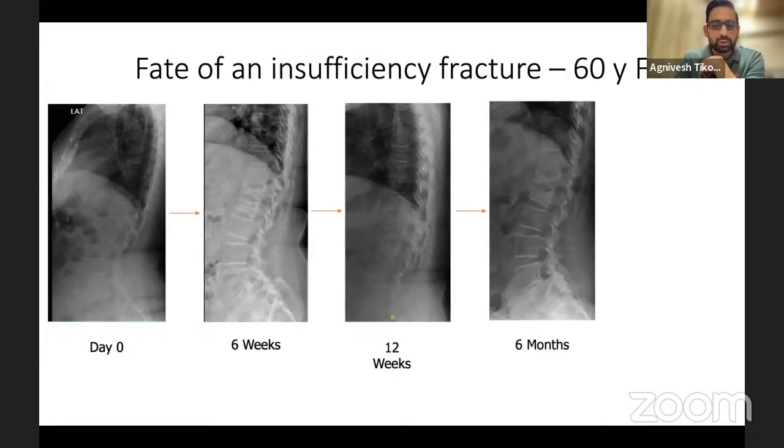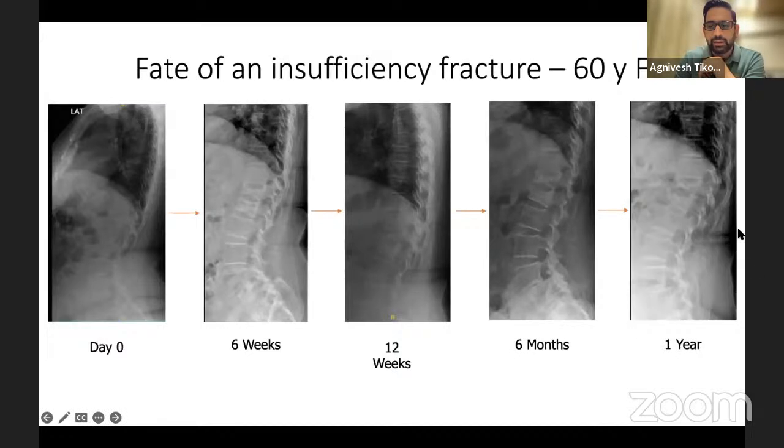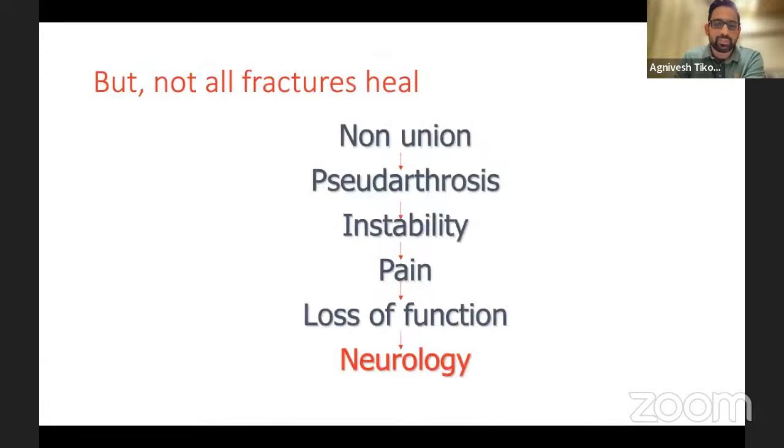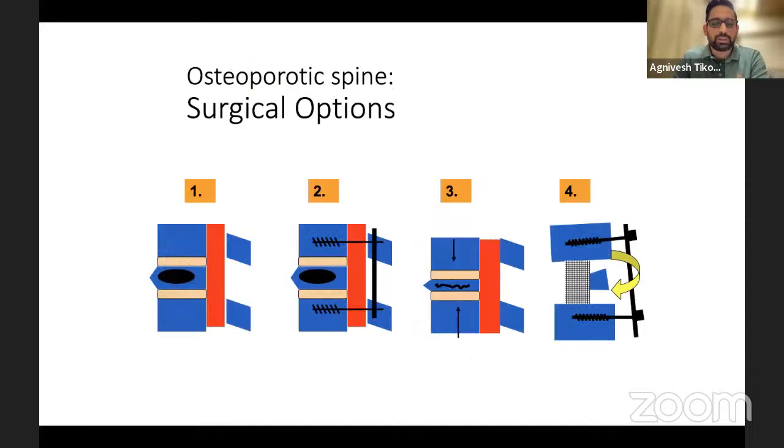At 6 months, it starts forming a stabilizing osteophyte anteriorly. And at the end of 1 year, this has incorporated as one mass and it has healed. So this is what happens to most of the osteoporotic fractures. All you need to do is protect them from having a neurological deficit. But not all of them heal. They may go into pseudoarthrosis or instability and then suffer loss of function.